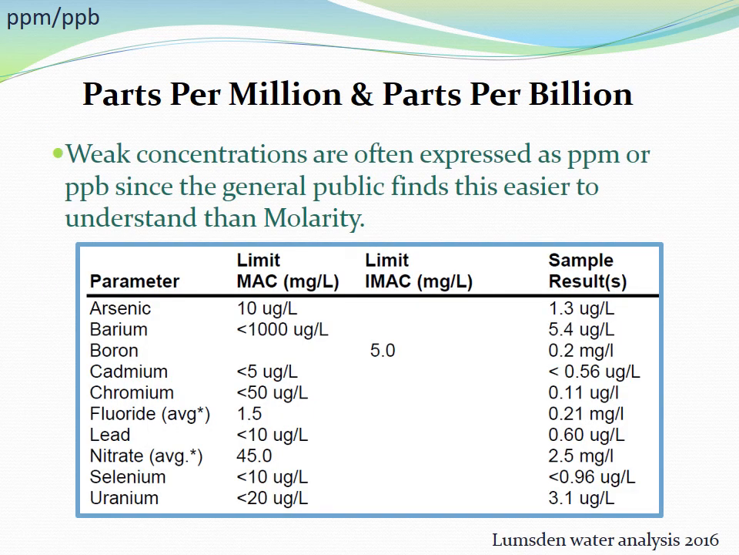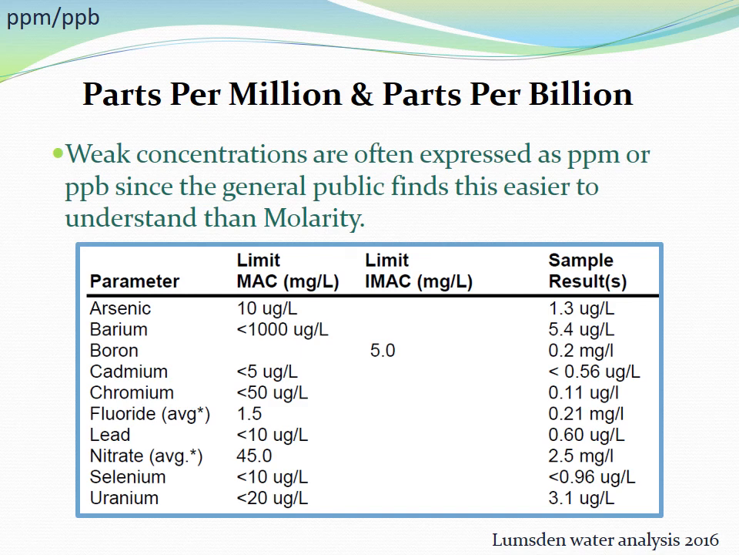So weak concentrations are often expressed as ppm or ppb since the general public finds this easier to understand than molarity, or at least they're more comfortable with the terms parts per million and parts per billion, because everybody has heard the terms parts and per and million before, and they've all heard the word billion before. But when we start using words that people don't know, like molarity, they get uncomfortable. So even though it's not as accurate, and we'll find that out later in the lesson, most people are happy saying ppm or ppb, even though they don't know what it means.